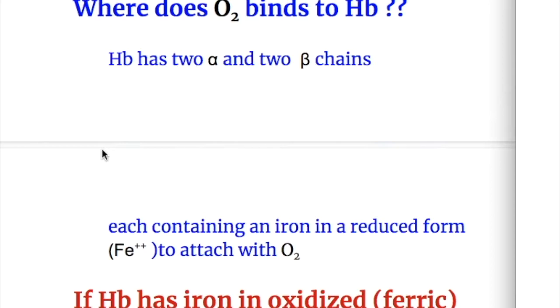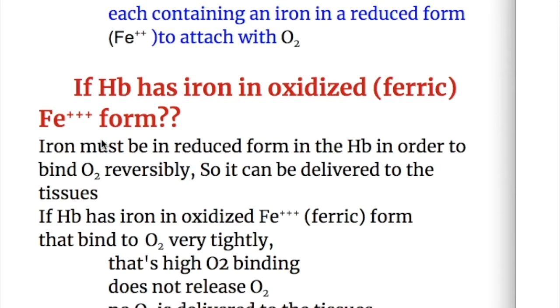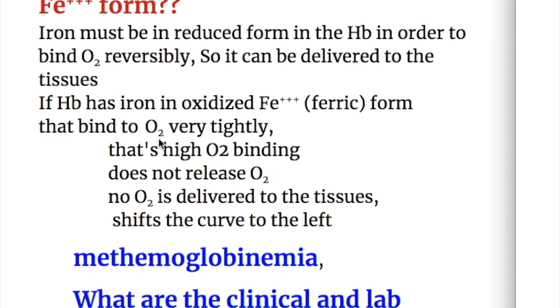Where does oxygen bind to hemoglobin? Hemoglobin has 2 alpha and 2 beta chains, each containing an iron in a reduced form, the ferrous form, to attach with oxygen. What happens if hemoglobin has iron in oxidized or ferric form? Iron must be in a reduced form in the hemoglobin in order to bind oxygen reversibly, so it can be delivered to the tissues. If hemoglobin has iron in oxidized or ferric form, then it binds to oxygen very tightly and does not release oxygen. It's a high oxygen binding and does not release the oxygen. So no oxygen is delivered to the tissues.